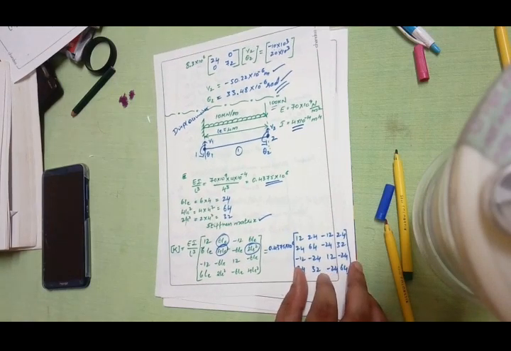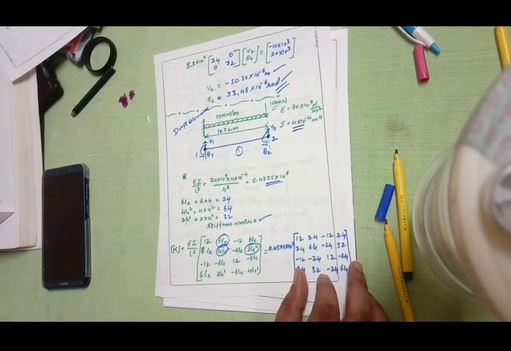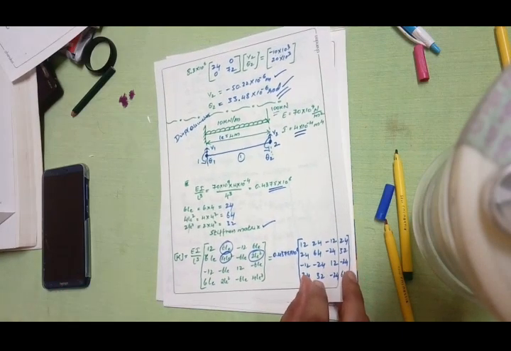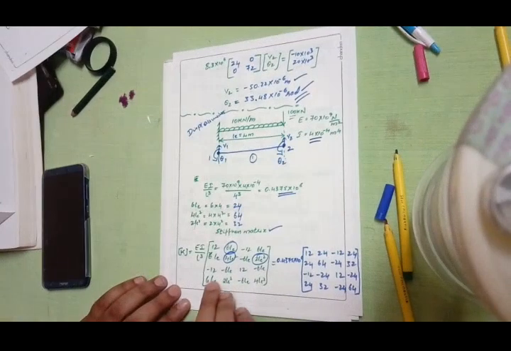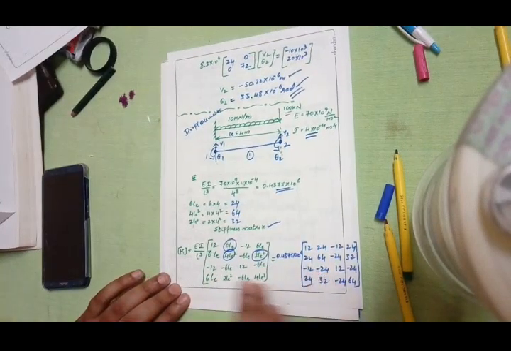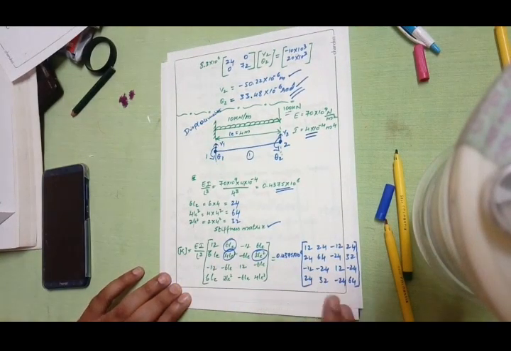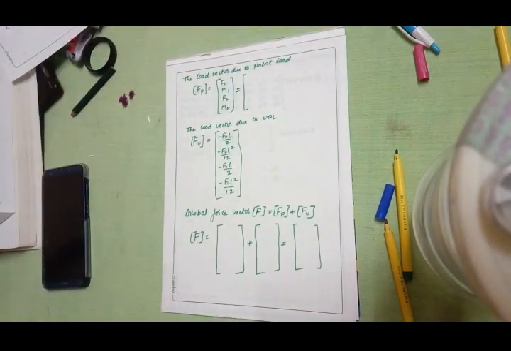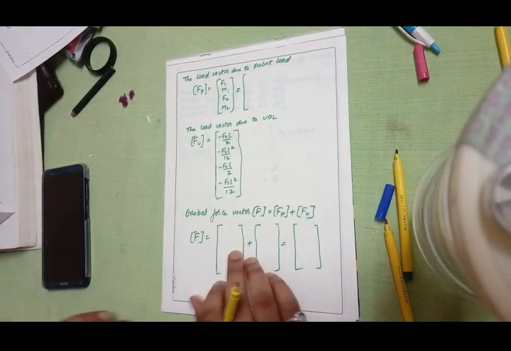Once you have determined this, our next intention is to find the load vectors. Since we have only one element, our elemental stiffness matrix is our global stiffness matrix. Now we need to find the load vectors.